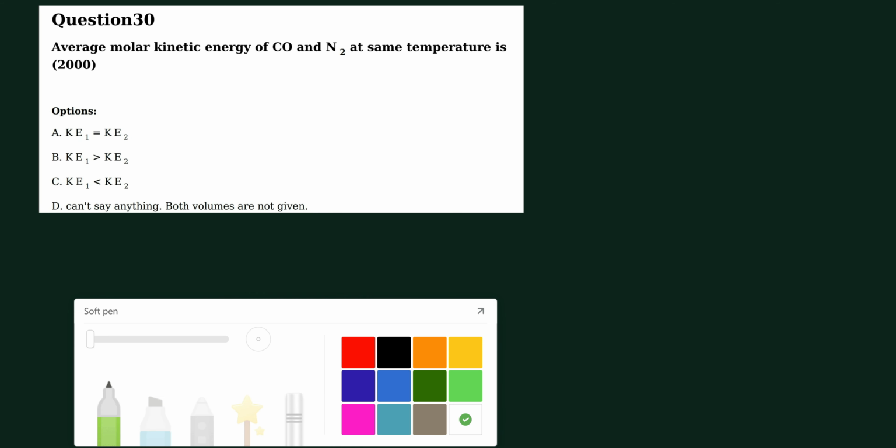Average molar kinetic energy of carbon monoxide and nitrogen at the same temperature is. Here the temperature remains the same. Kinetic energy of gaseous molecules depends only on temperature, not on masses. If the temperature remains the same, then the kinetic energy also remains the same. If the temperature is constant, there is no change in the kinetic energy of gaseous molecules.